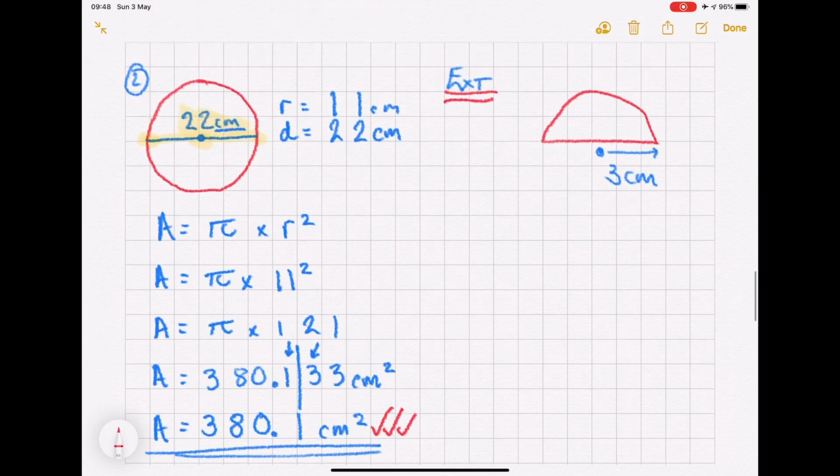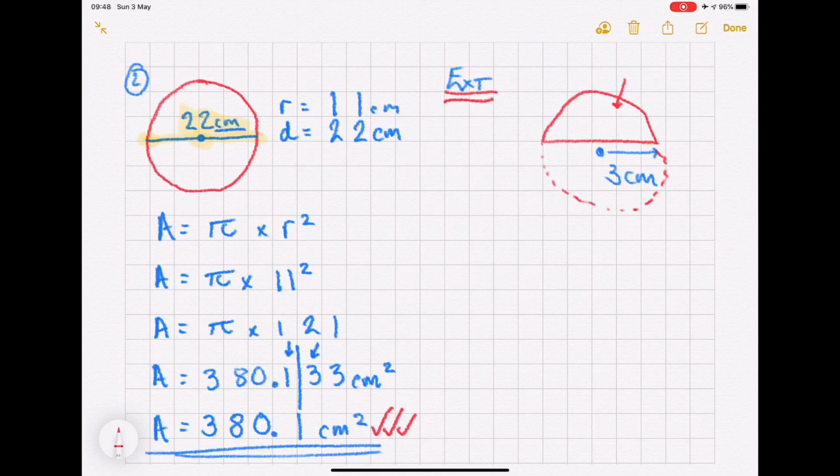Now, this extension is really interesting because as opposed to being given a whole circle, we've been given a semicircle, a half circle. So what we could do is we could just imagine that we've been given the whole circle and then divide the area by 2 to get the area of this semicircle. So that's how I'm going to do it. I'm going to find the area of the whole circle, and then at the very end, I'm going to divide it by 2. So imagine that's a whole circle.